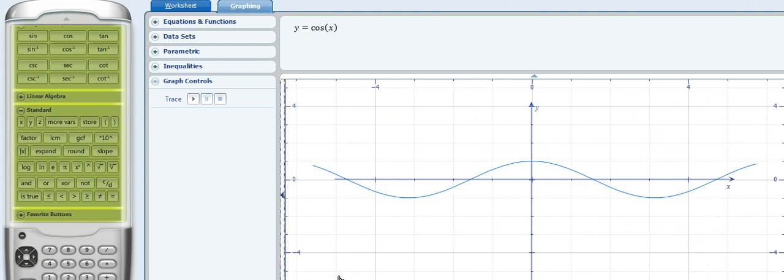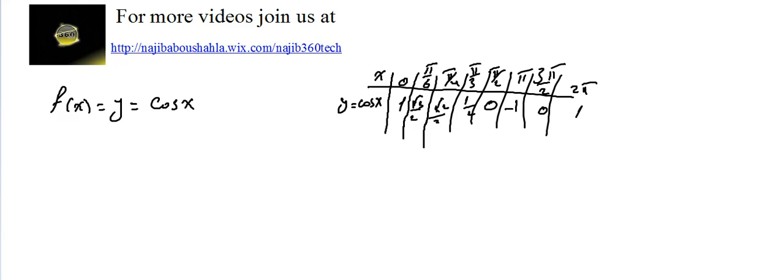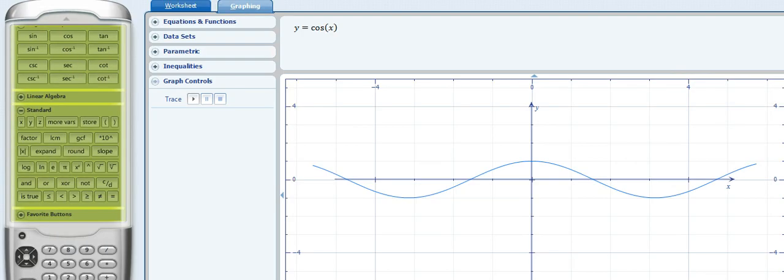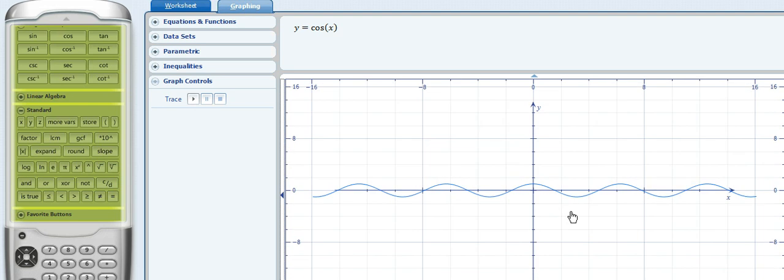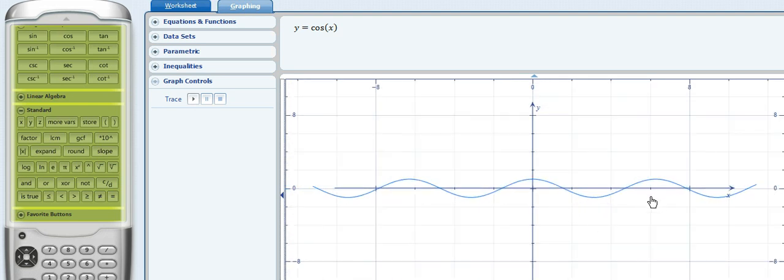This is 0. If x is 0, y is 1. If x is π/6, y is radical 3 over 2, until 2π, where y is 1. If x is 2π, which is 6.28, we also have 1.